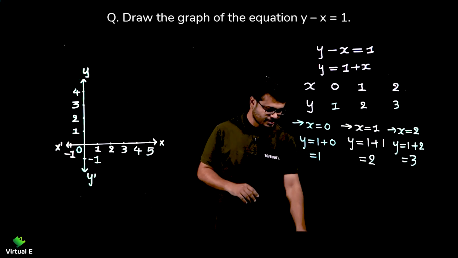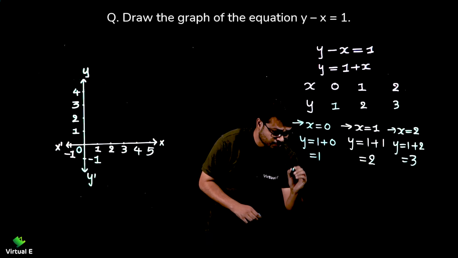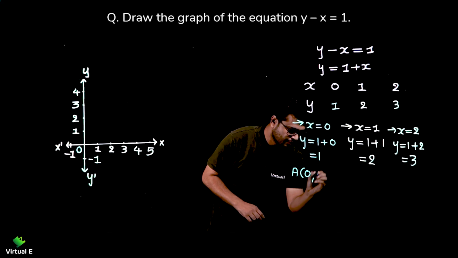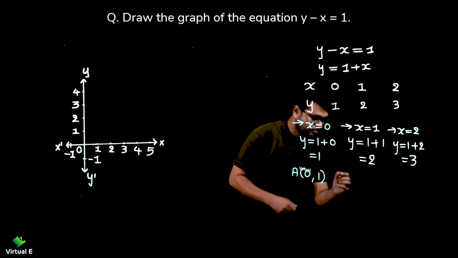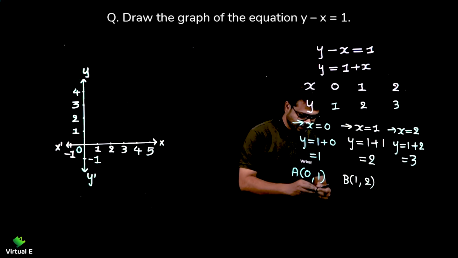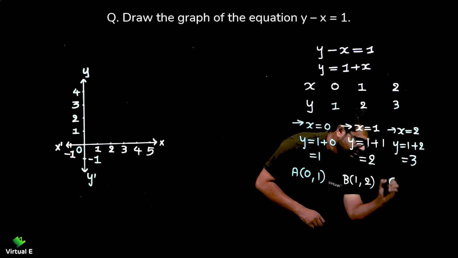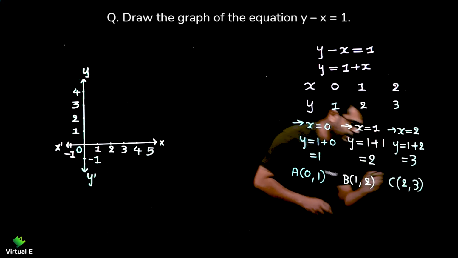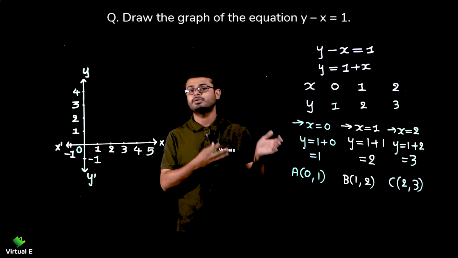So first of all, let's write the points. For the first point, let's give the name A, that is (0, 1). The second point is B, (1, 2). And the third point is C, (2, 3). See, the third point is (2, 3), right? So I have these 3 points. If we plot them, we will be able to get the line.